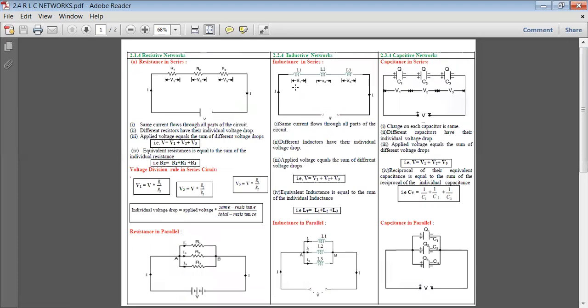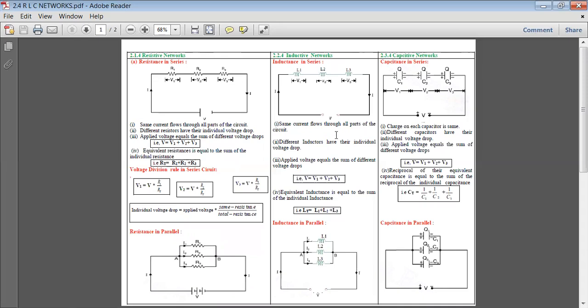Right. Now come to inductance in series. Inductance in series and resistance in series have exactly equal points, except for the formula. How are the points related to inductance in series? Same current flows through all parts of the circuit.